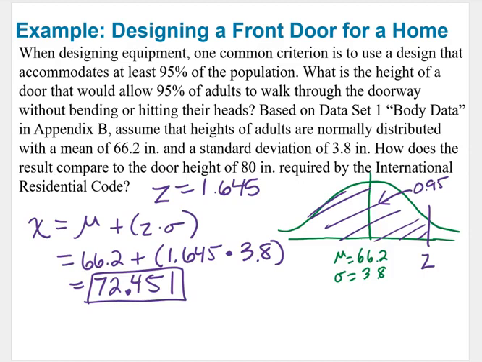But the second part of this problem asked us to compare it. How does this result compare to the door height of 80 inches? Well, that's much higher, right? 80 inches gives you an extra 7.5 inches of clearance. So that means that the International Residential Code is actually more than 95%, right? Because if this was 72.5, here's 80 up here. So there's more than the 95% that we had. Notice how drawing the sketch of the situation can sometimes help you figure things out. All right, so you can go practice this, and then hopefully I'll see you in the next lesson.